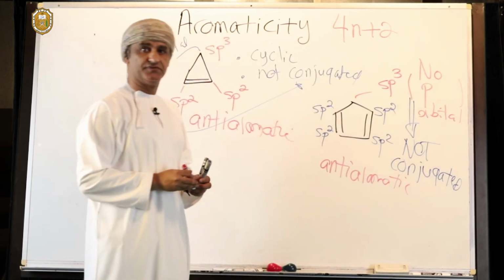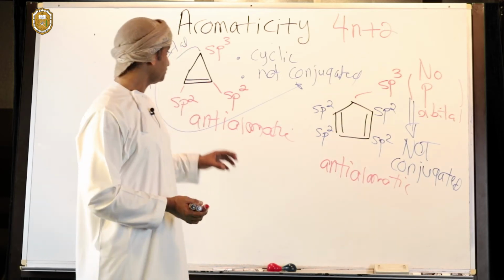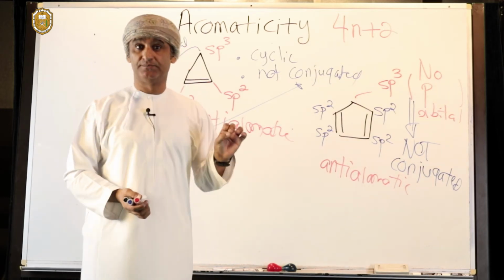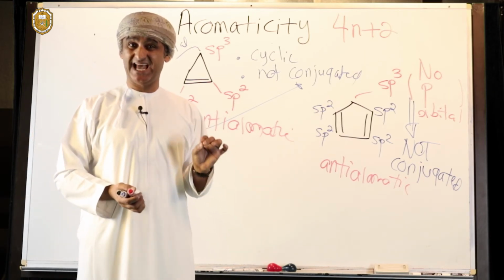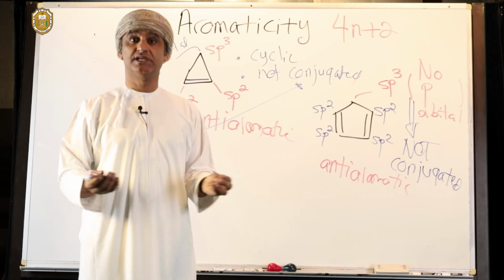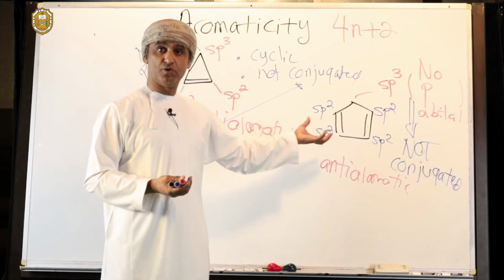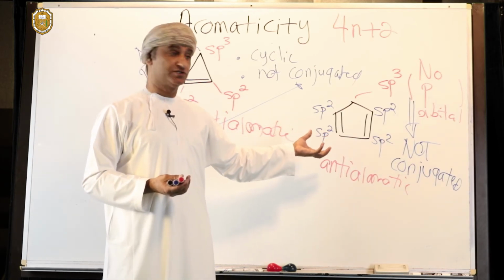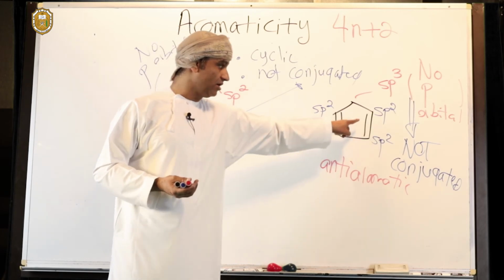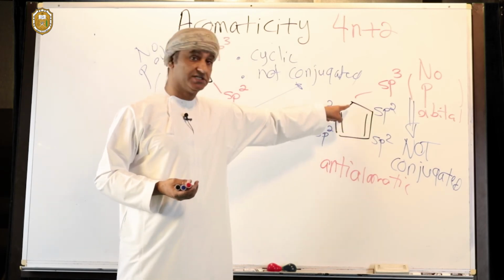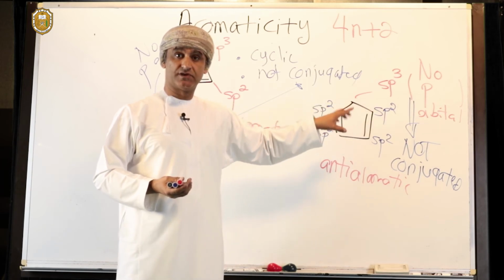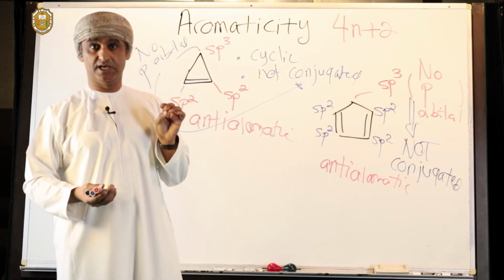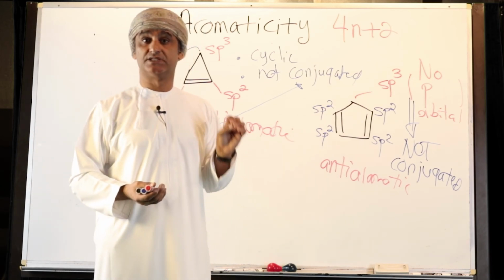And again, the idea of these two examples is the absence of a p orbital. If a compound which is cyclic does not have a p orbital, then conjugation is lost. This is better illustrated by cyclopentadiene. There is conjugation here, but conjugation is lost by this carbon because there is no p orbital. So therefore, the molecule is not conjugated, and if it's not conjugated, therefore, it is not aromatic.